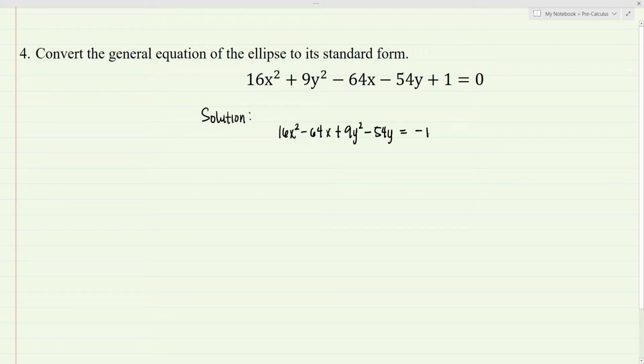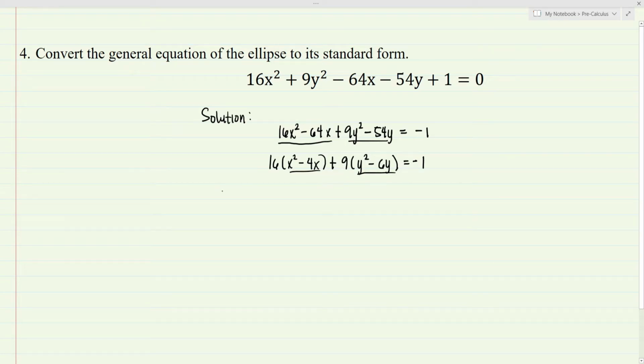Next step here is to perform completing the square. But before we do that, we would have to factor out first the coefficients of x squared and y squared. So for this quadratic equation, I would have to factor out 16. So I'll have here 16 times x squared minus 4x plus, for this quadratic equation, I would have to factor out 9. So I'll have here y squared minus 6y equals negative 1. Next step, I would have to make this quadratic equation into a perfect square binomial by performing the completing the square.